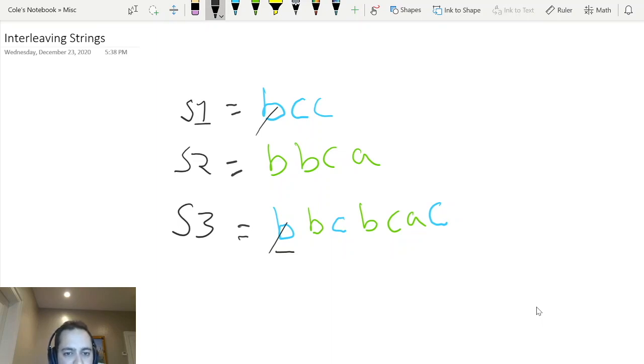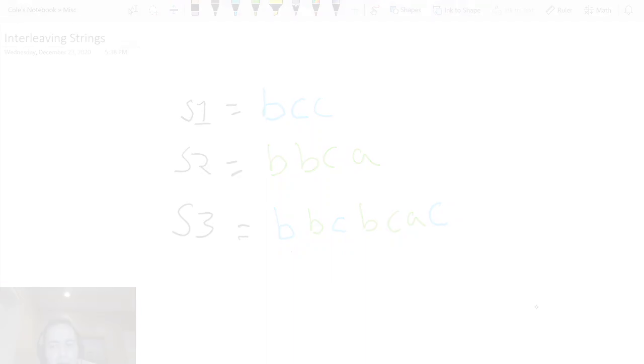Or we can do the same thing with S2. We can disregard the first character of S2 because we're matching on it. We're consuming that character. And we ask, is BCC and then BCA forming an interleaving of BCB, CAC. So in such a manner, we compare the first character of S1 with S3 and the first character of S2 with S3, and then recurse on the remainder of the string if they actually match. Note that only one of these recursive problems has to be true for our problem to return true.